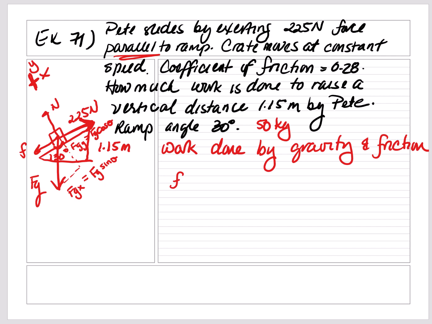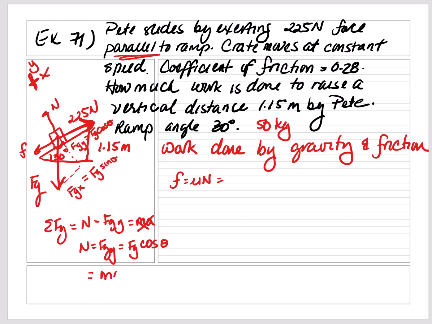So we know friction is equal to mu n, and what is n equal to? If I write my Fy equation, n is going up, and this is opposed by Fgy. Remember, we are not moving or accelerating in the x or the y direction, so ma is equal to 0. So n is equal to Fgy, which is mg cosine theta. And what is weight equal to? Mass times gravity. So this becomes mu mg cosine theta.